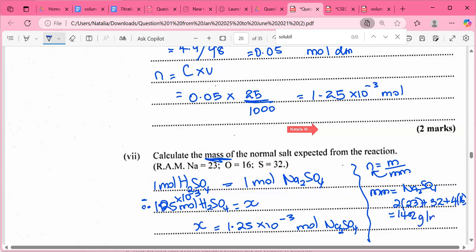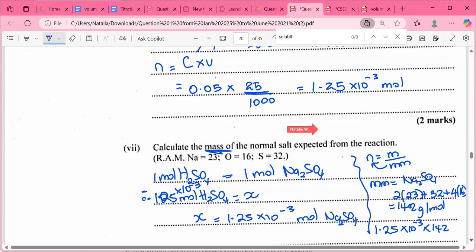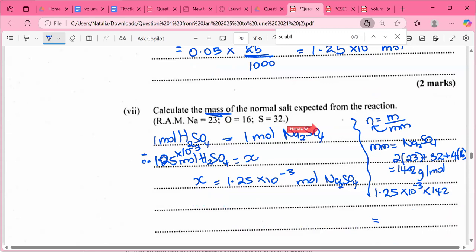grams per mole. So to convert that to mass, 1.25 times 10 to the -3 times the molar mass will give me my answer in grams. I got 0.1775, so I round off to 0.18 grams. Let me know if we have any questions.